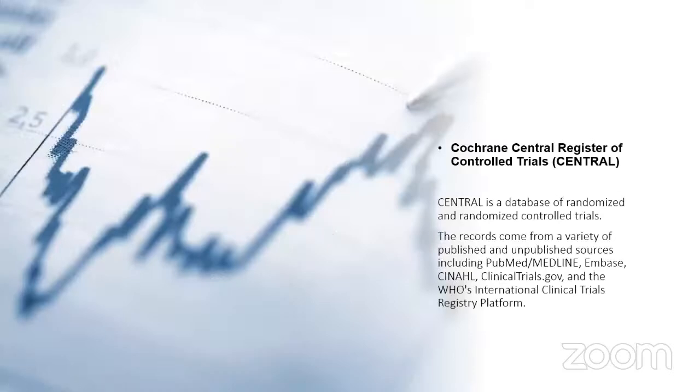And there are different ways that you can use this library that I'm gonna walk you through a little bit on the homepage, of how to use it. The Cochrane Central Register of Controlled Trials, that they call CENTRAL, is a database of randomized and quasi-randomized controlled trials. The records come from a variety of published and unpublished sources, including PubMed, Medline, Embase, CINAHL, clinical trials from the government, and the World Health Organization, all international clinical trials registration platforms.